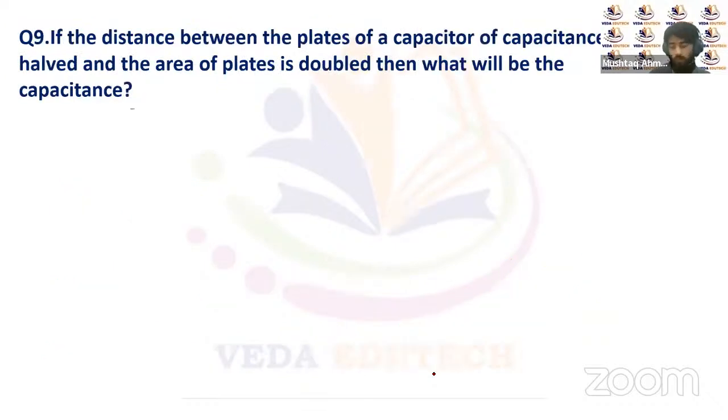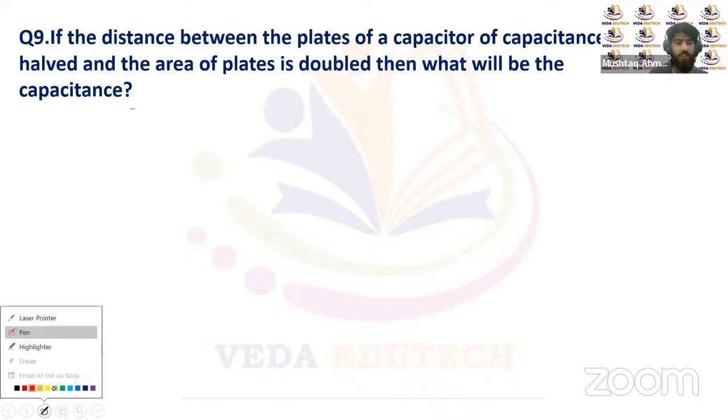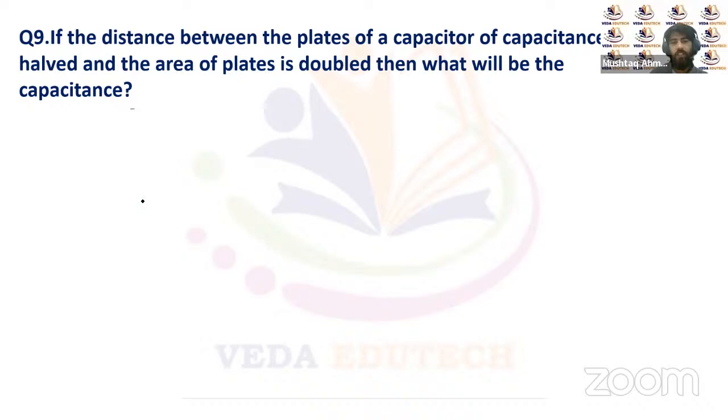Now there is another very important question. If the distance between the plates of a capacitor of capacitance C1 is halved, and the area of plates is doubled, then what will be the new capacitance?